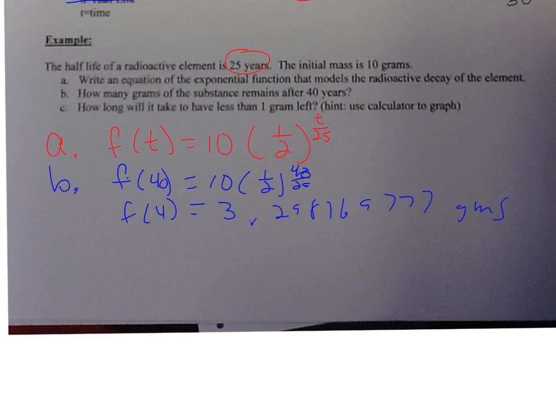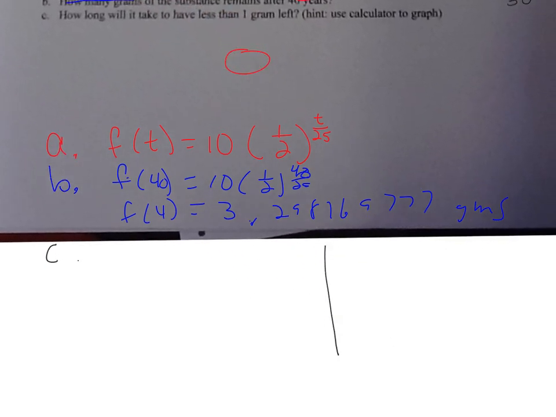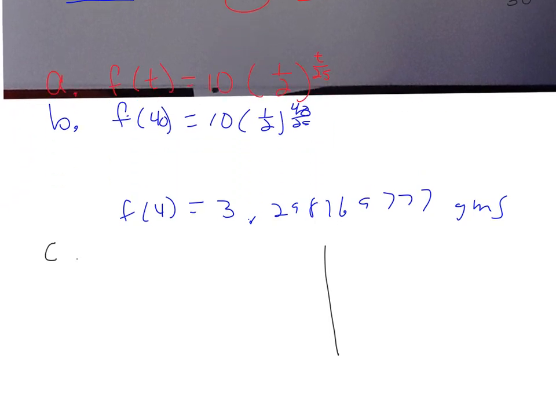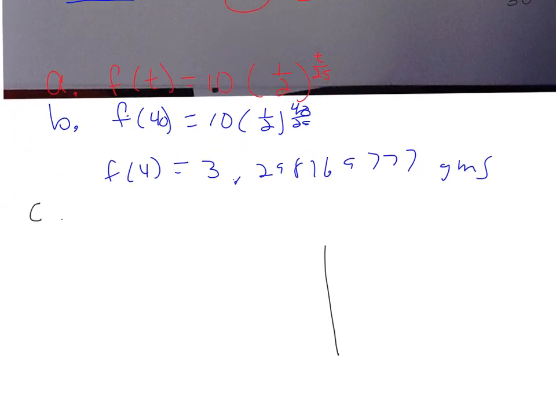All right, C. How long will it take to have less than 1 gram left? So you're going to use your calculator. You're going to graph both. I'm just going to move everything up a little bit more. When you graph your exponential, it looks like this. You're going to have to change your x-axis, make this 100, and your y-axis, you can make that 20. And then you're going to graph.